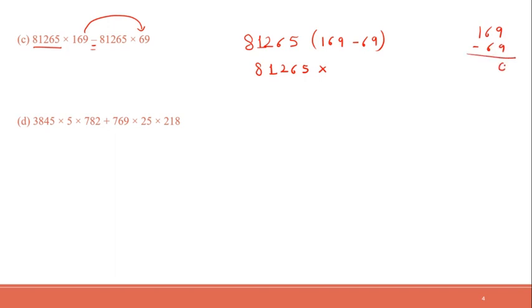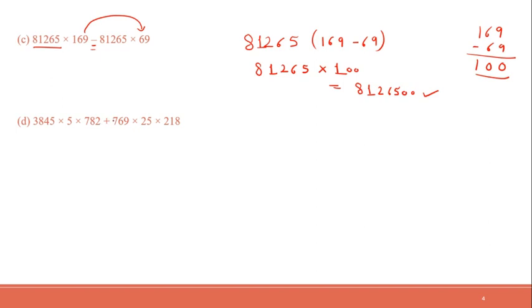9 minus 9, 0. 6 minus 6, 0. And 1 here as it is. So it will become 100, right? Now I want you guys to do this calculation for me. This is very easy, right? I hope you got this. 81265 and 00, right?